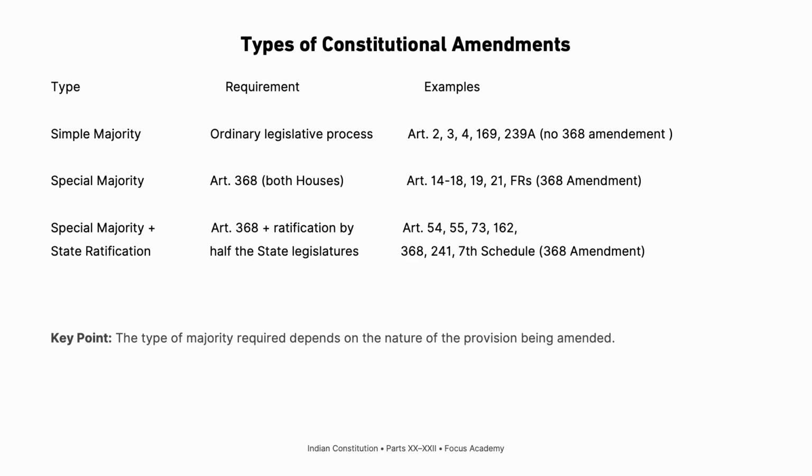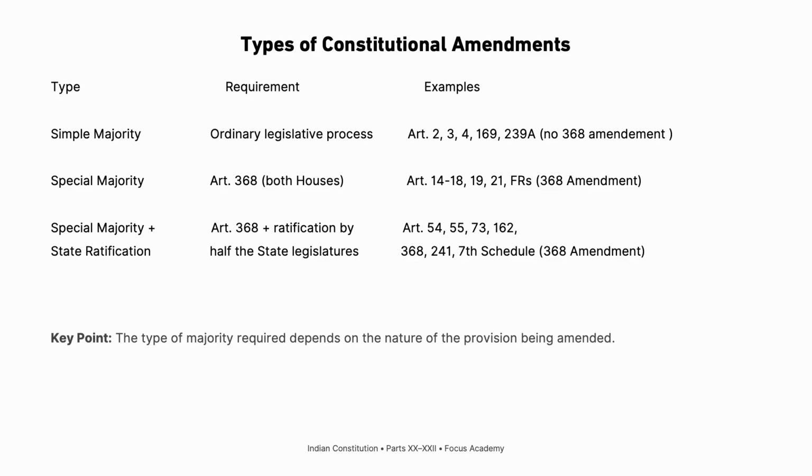We'll give you more examples here. Simple majority amendments. This is one example that I've given you: admission or establishment of new states, Article 2. Formation of new states and alteration of boundaries, Article 3. Abolition or creation of legislative councils, Article 169. Citizenship provisions, Articles 5 to 11. These are not considered constitutional amendments, which means they are not considered as changing the constitution because the core nature of that article isn't changed. Only the specifics of it.